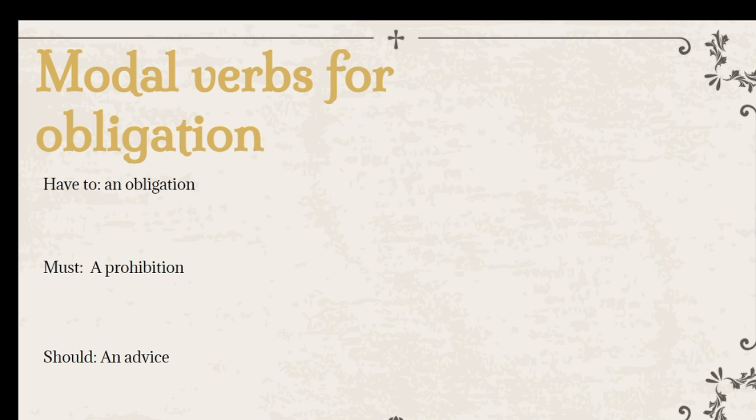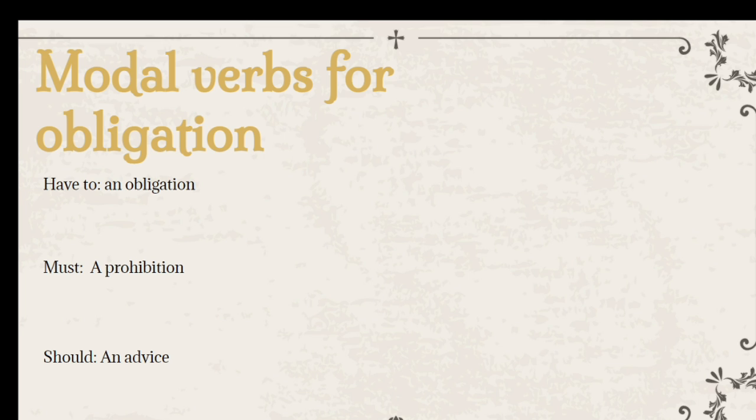Obviously, all these modal verbs have their negative form. Have to will be don't have to, must, mustn't, and should, shouldn't. For example, a prohibition is mostly from the law or the government. An example can be you must pay your taxes.